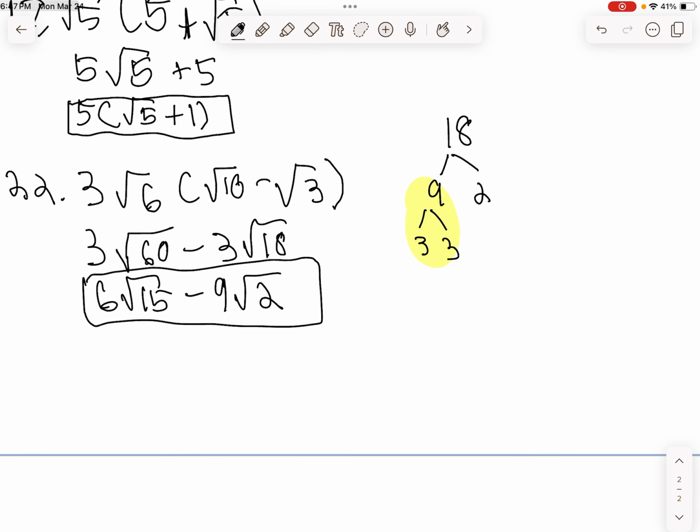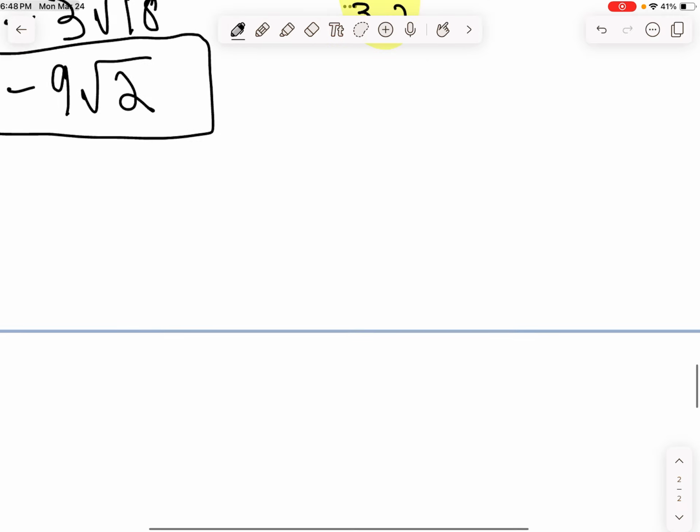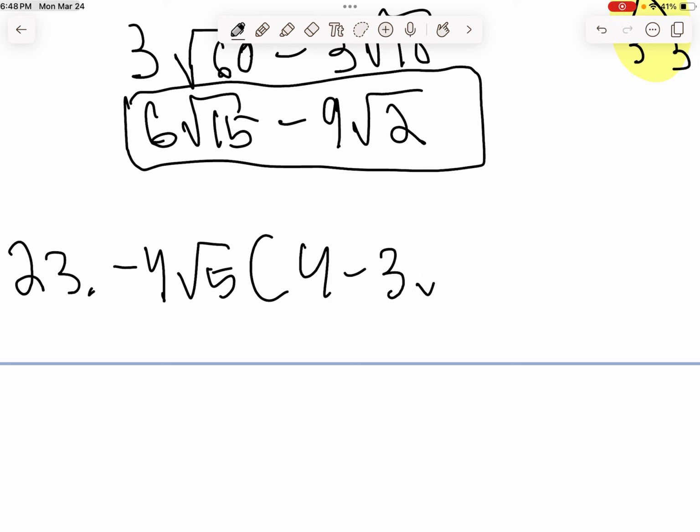23 and 24 are both somewhat similar in these aspects, so let me start with 23. Negative 4 square root of 5, parentheses, 4 minus 3 square root of 10, close parentheses. Multiply these by each other, you'll get negative 16 square root of 5.